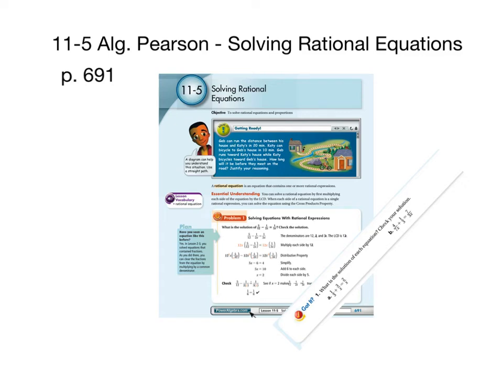Section 5 on page 691 is on solving rational equations. A lot of the stuff we've been doing lately, we've been working with expressions. There has not been an equal sign, and so we haven't been solving anything, we've just been simplifying. Today we're going to look at equations. We're solving equations. We're trying to figure out what value of the variable would make this equation work.